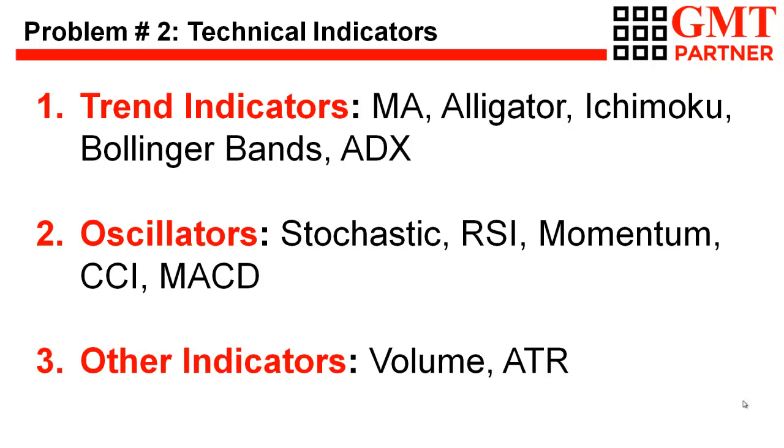The second group includes oscillators. Their task is to determine trend reversals. This group includes stochastic oscillator, relative strength index, momentum, commodity channel index, and some other indicators. The third group includes indicators, which solve secondary problems and generate confirmation signals. These include such indicators as volume, average true range, and others.